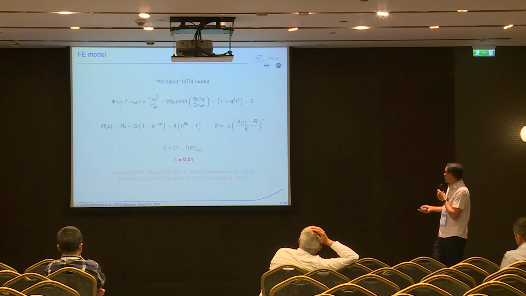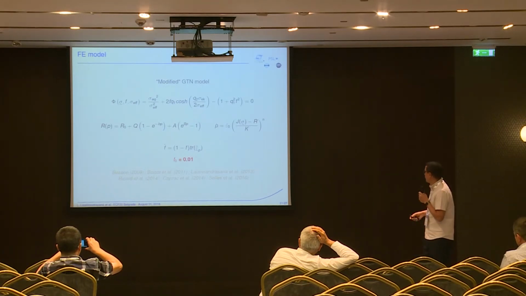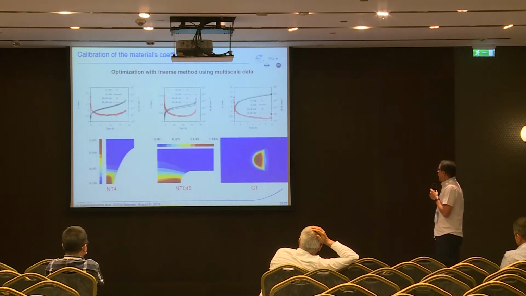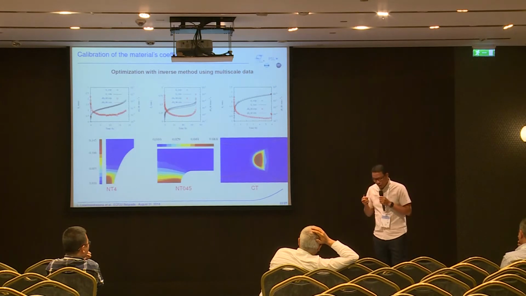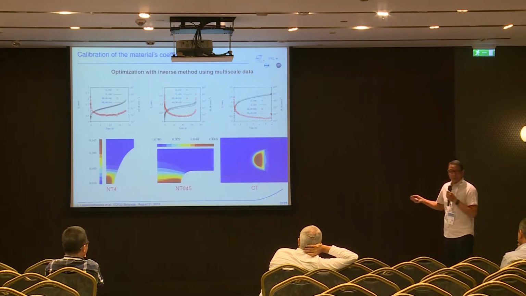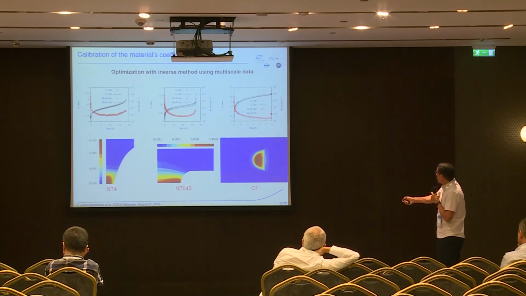Then the model is a modified GTN model in order to take into account the hardening of the polymeric material and also the time-dependent deformation. Here we have measured this initial volume fraction. And then there is something specific for the optimization of the coefficients, because we have used an inverse method, of course. We have used the optimization method by using statistical data at the macroscopic scale.